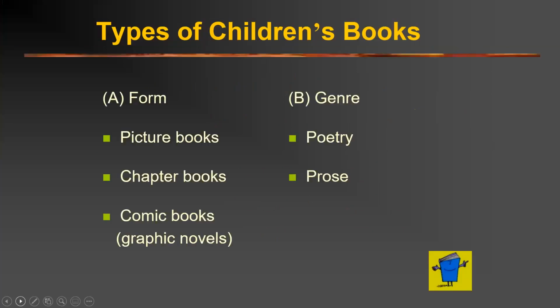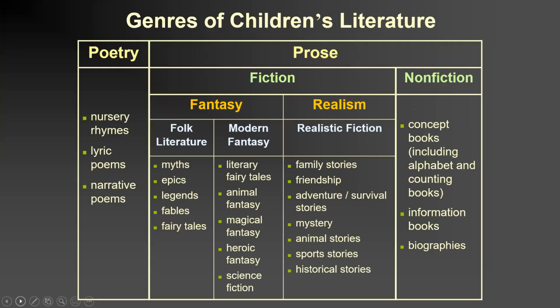In terms of form, we have picture books, we have chapter books, we have comic books. Then in terms of genre, of course, we have the prose and poetry. So under prose, we have fiction and non-fiction. Right? So you know, genres, the prose and the poetry. So in children's literature, these are the common types: nursery rhymes, lyric poems, narrative poems.